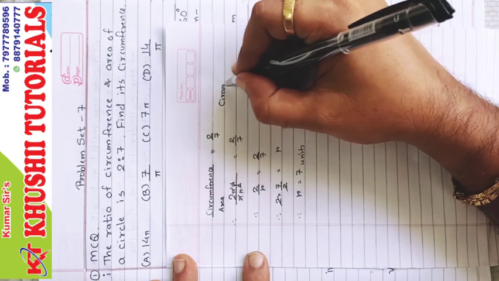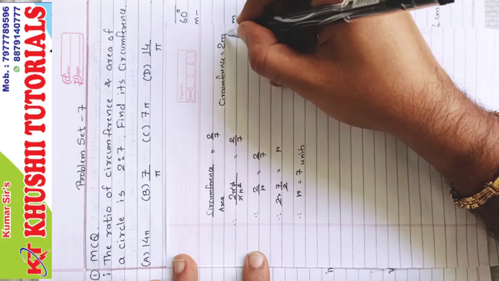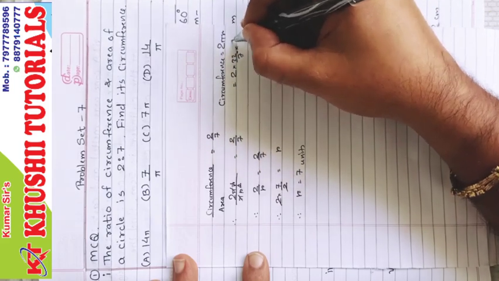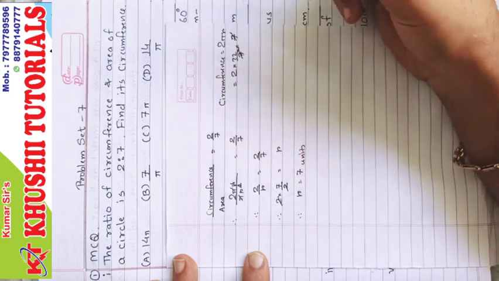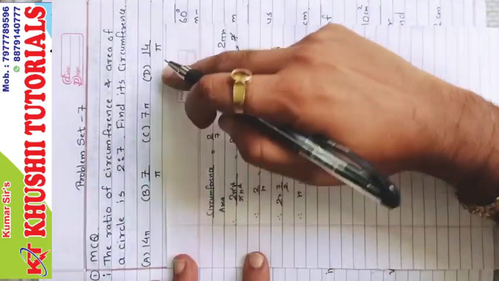The circumference formula is 2 pi r. 2 into 22 by 7 into 7. 7 will get cancelled, it is 44. But here in the options we have all in pi.